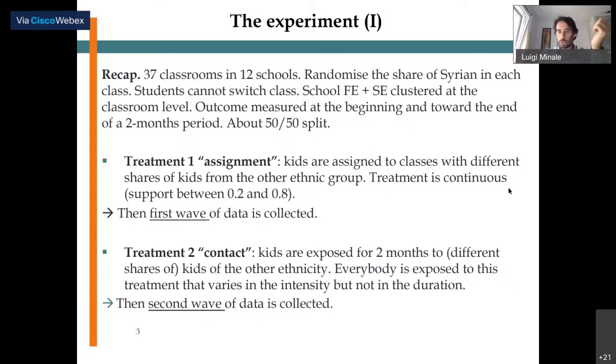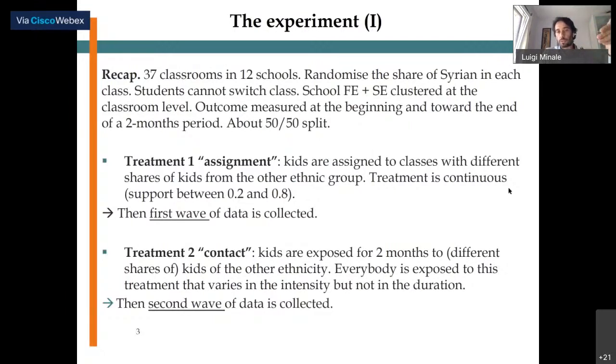And this treatment is continuous. There is a support that goes from 20 to 80%. We miss the 0, so we don't really have a full control group, okay? But apart from that, I think this is the first sort of treatment, and then you collect the first wave of data. And already here it's interesting to see how kids respond to having been assigned, so to be in a class with many, say, kids from another group.